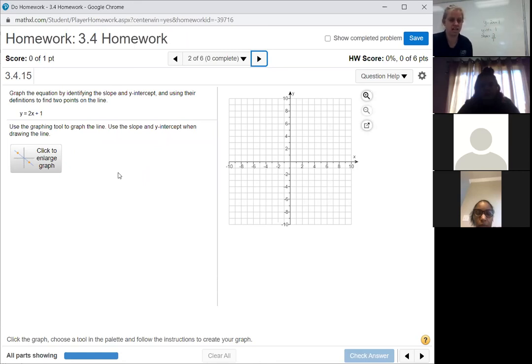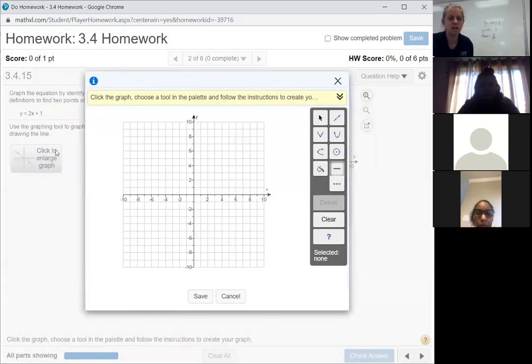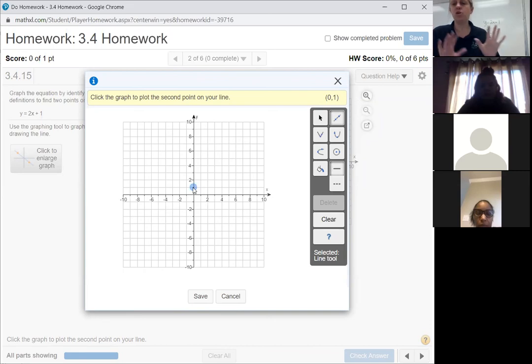So when I go to graph this, I'm going to click to enlarge. Remember, anytime you're graphing in MathLab, the very first thing you have to do is tell it what shape you're about to draw. And we're always drawing lines, so just click on the line. Now, the very first thing to do is to put a point on the y-intercept, which is positive 1. So come over to the y-intercept and put the point. Where my cursor is, it's on positive 1 on the y-axis. Put a point. Then take your fingers all the way off the keyboard, because once you start moving the mouse around, the line's going to start going crazy.